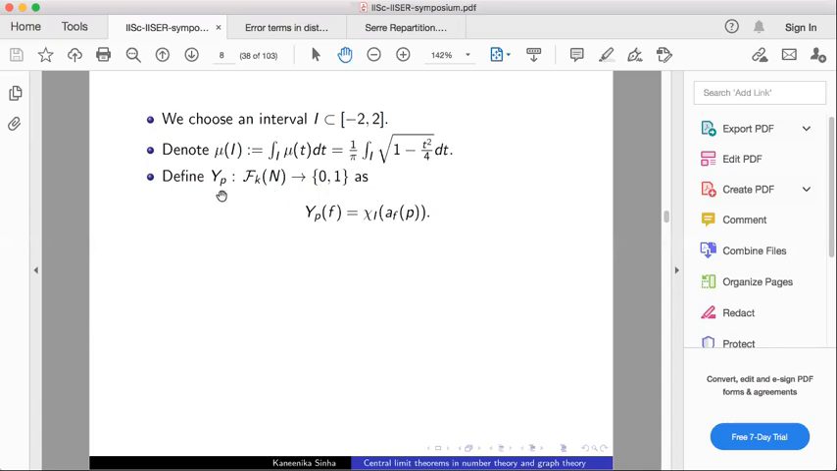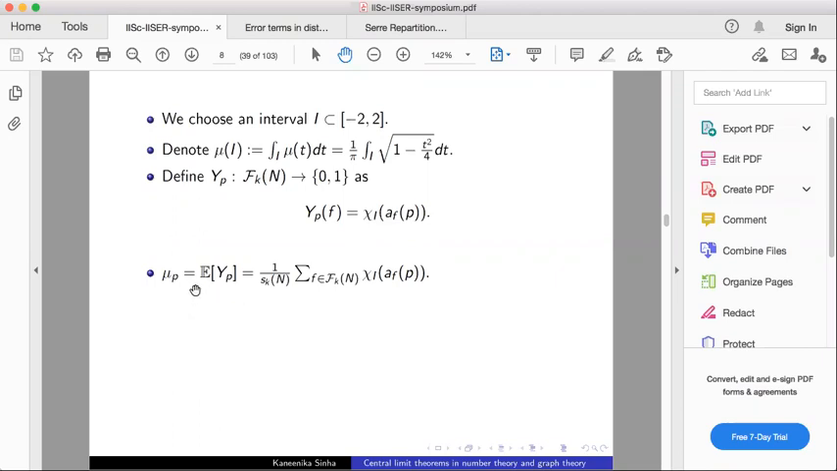And we define, for each prime p, y sub p as the characteristic function at a sub f of p. So this is equal to 1 if a sub f of p lies in the interval I, and it is 0 otherwise. Once you define a random variable on this space in this way, it is natural to ask questions about its behavior. So we ask questions about its expected value, its variance, and so on.